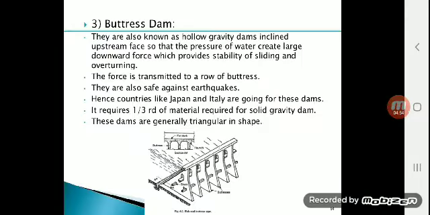So the third type here is a buttress dam.